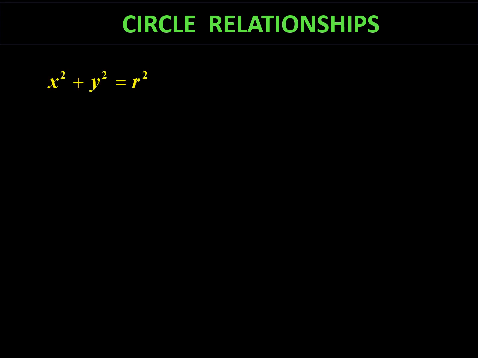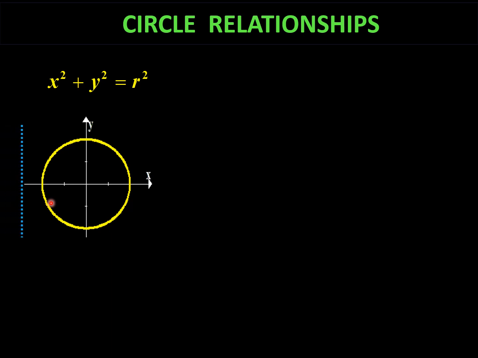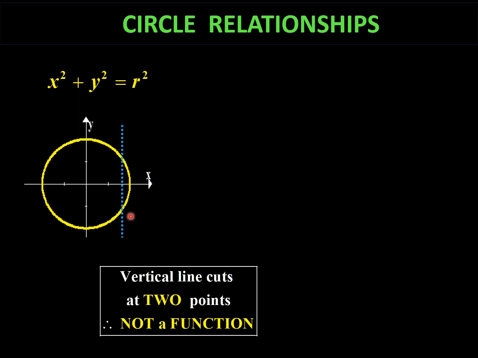Let's consider the circle relationships. x squared plus y squared equal to r squared. From your analytic geometry, you know that that's a circle. Let's apply the vertical line. See there? Let's follow. Can you see the vertical line? Cuts it at two places. It has a positive and a negative. So the circular relationship here, using the vertical line test, shows us that it does not represent a function.